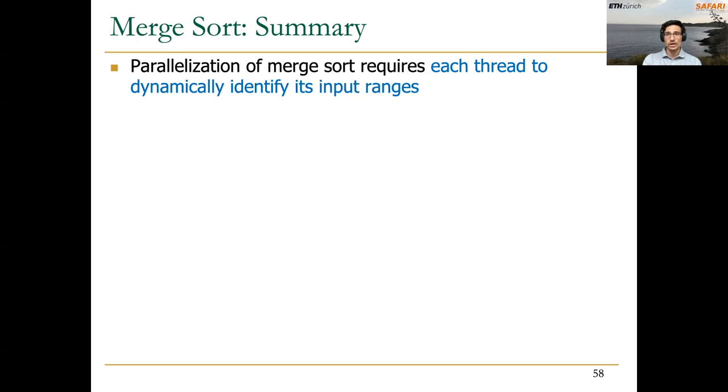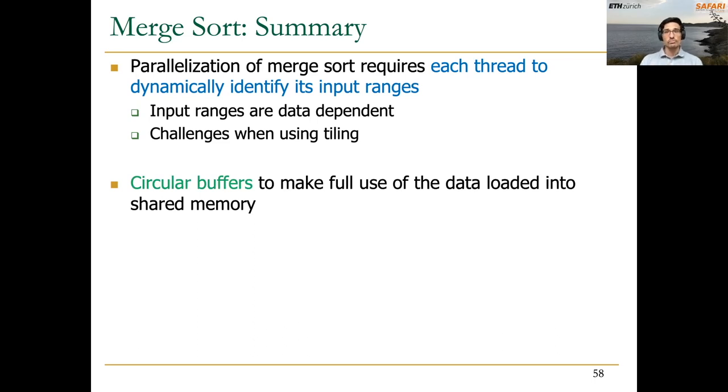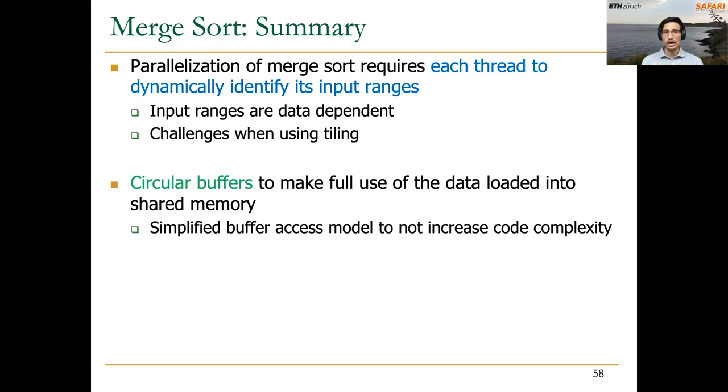As a summary, merge sort is a really important primitive in some algorithms, like sorting algorithms, for example, and also very important for map reduce frameworks. The parallelization of merge sort requires each thread to dynamically identify its input ranges. That's what makes this implementation challenging, but also extremely interesting. The input ranges are data dependent, as we have seen, and there are also challenges when using tiling, because we may need to reload elements that were previously loaded but not consumed. That's why we propose the use of circular buffers, even though it's a more sophisticated data structure and, as you have seen, it implies more complex calculation of the indices to access data from the shared memory. However, we can use a simplified buffer access model to not increase the code complexity that much.